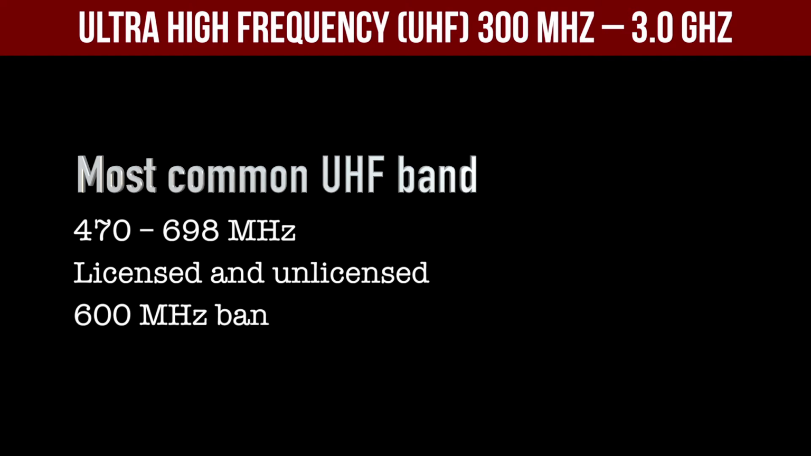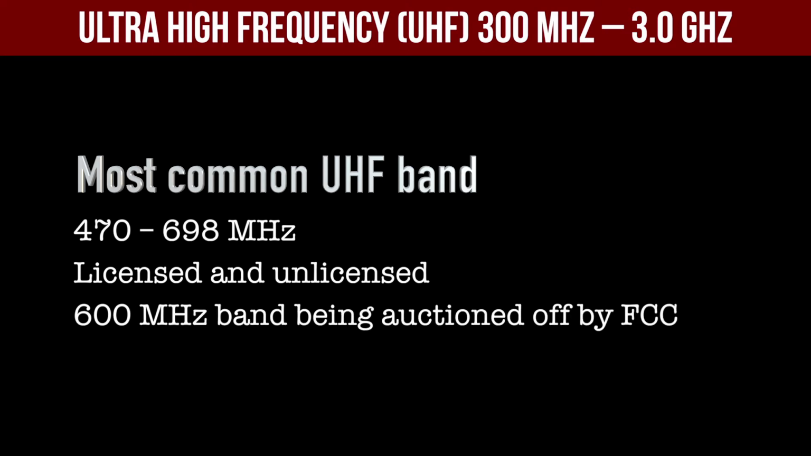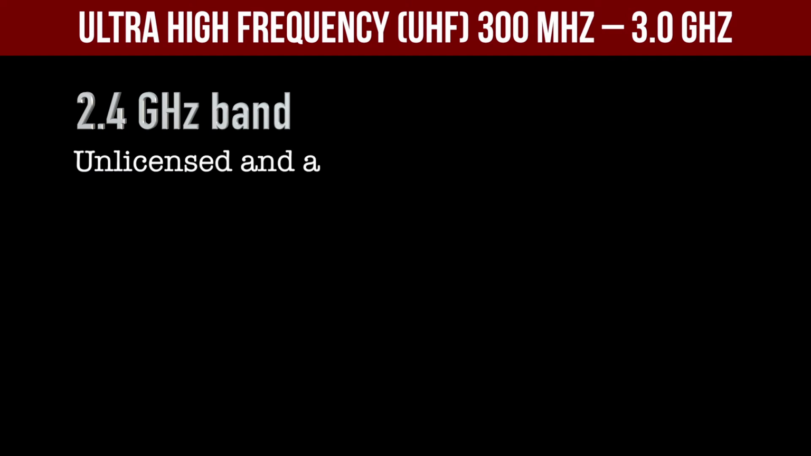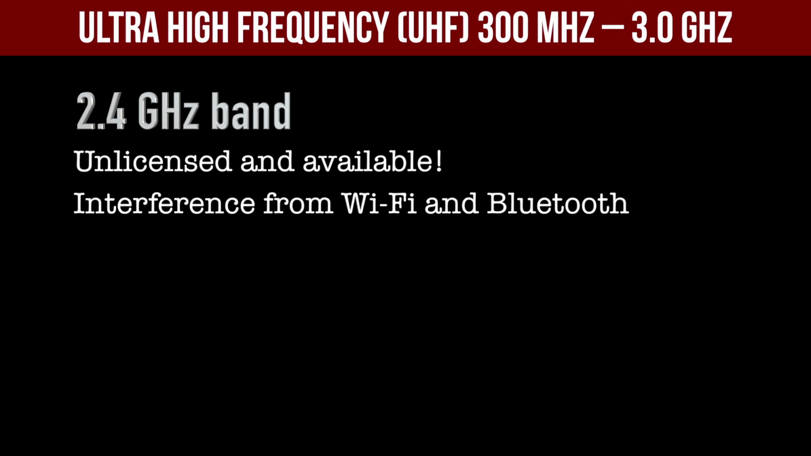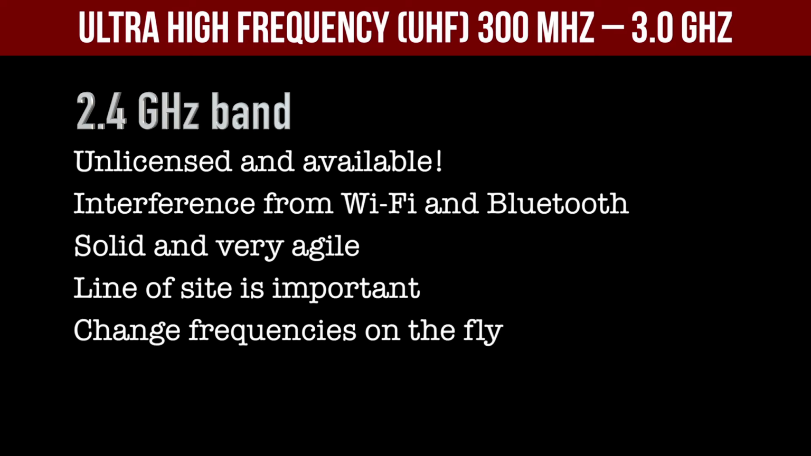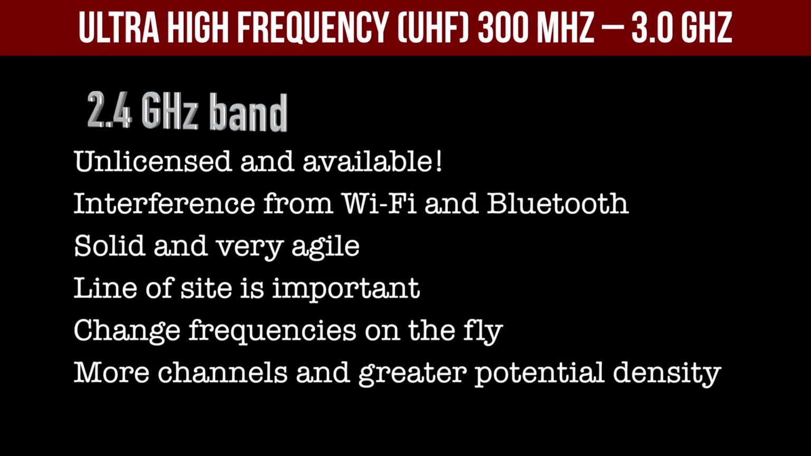As mentioned previously, the 600 MHz band, by far the most commonly used part of the UHF low band, is currently being auctioned off by the FCC, and much of it will soon be illegal for wireless mic and instrument transmissions. The 2.4 GHz band is unlicensed throughout much of the world. Though these systems might encounter more interference from Wi-Fi and Bluetooth wireless devices, they are relatively solid and very agile. Establishing a line of sight is important in this band, and the 2.4 GHz devices must be able to change frequencies on the fly to avoid interference. They tend to offer more channels and greater potential density than lower frequency devices.